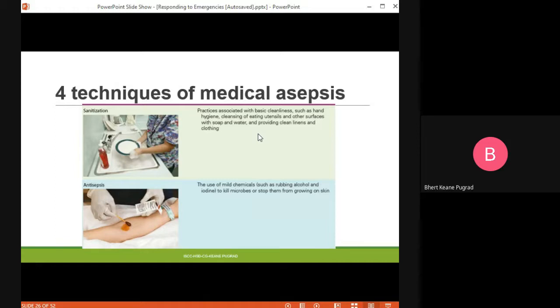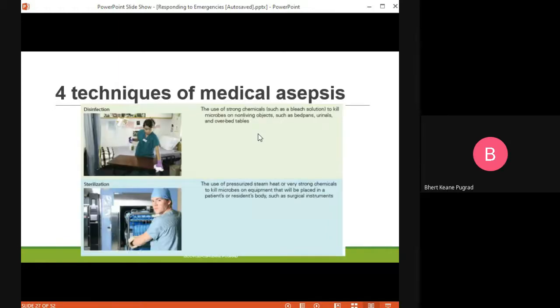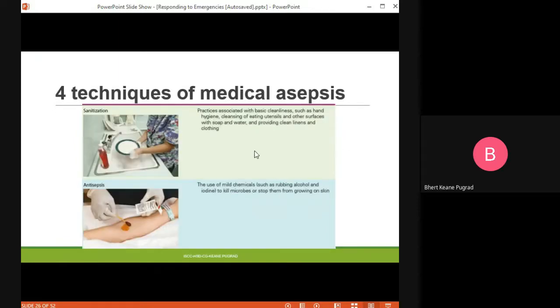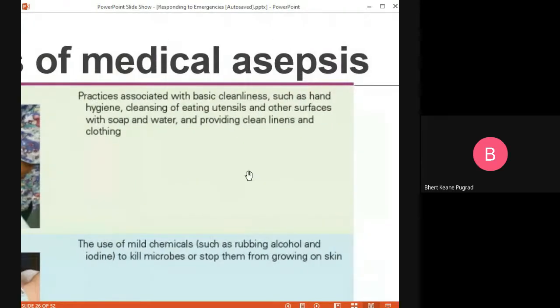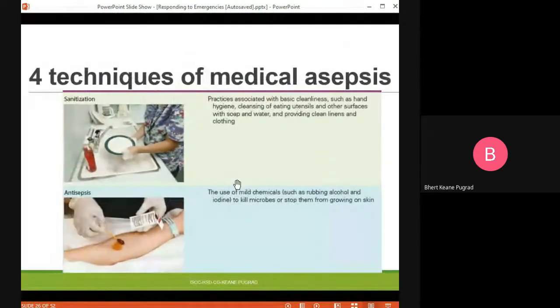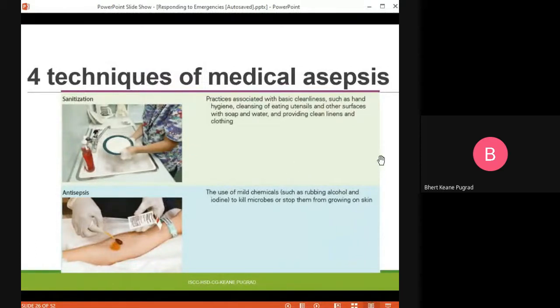So, we have here your four techniques of medical asepsis. We have your sanitation, we have your antisepsis, disinfection, and your sterilization. Your sanitation involves the practice that is associated with basic cleanliness, such as hand washing or hand hygiene, cleaning the eating utensils for our patient, and other surfaces with soap and water, and providing clean linen and clothing to our patient or to our residents. Yun ay under lahat ng sanitation.